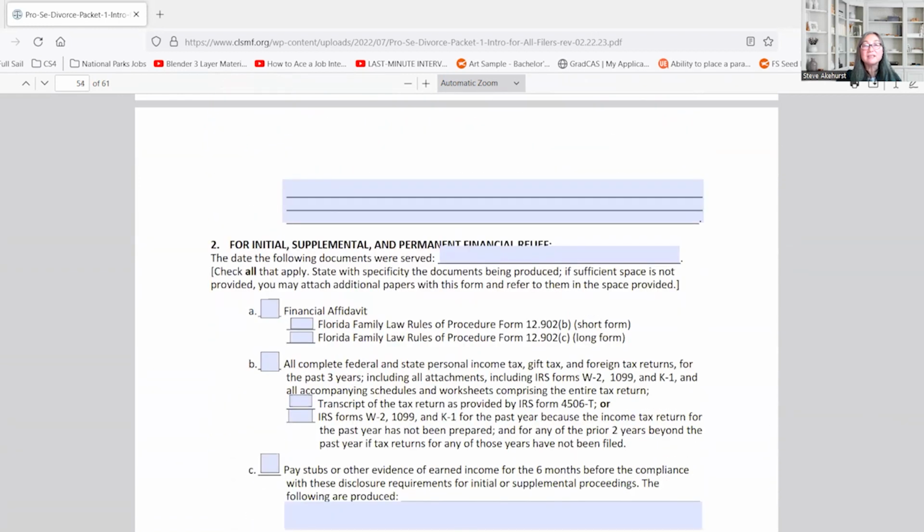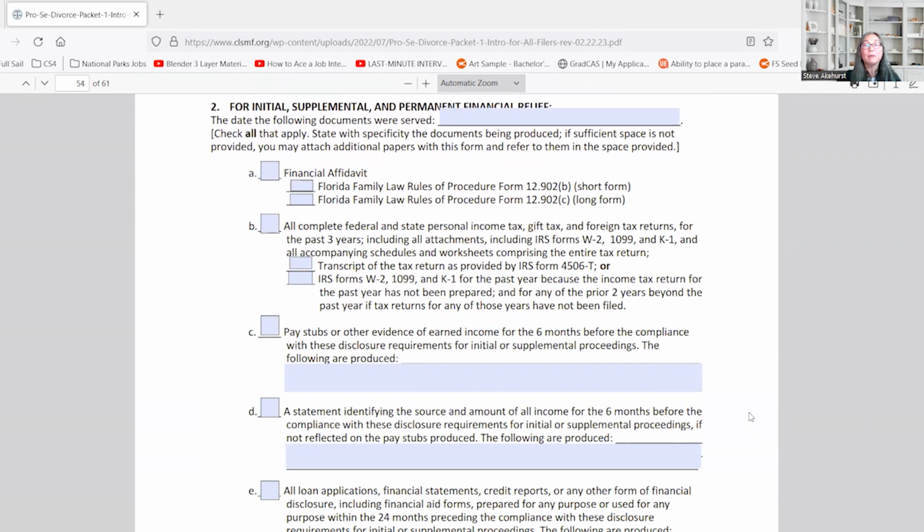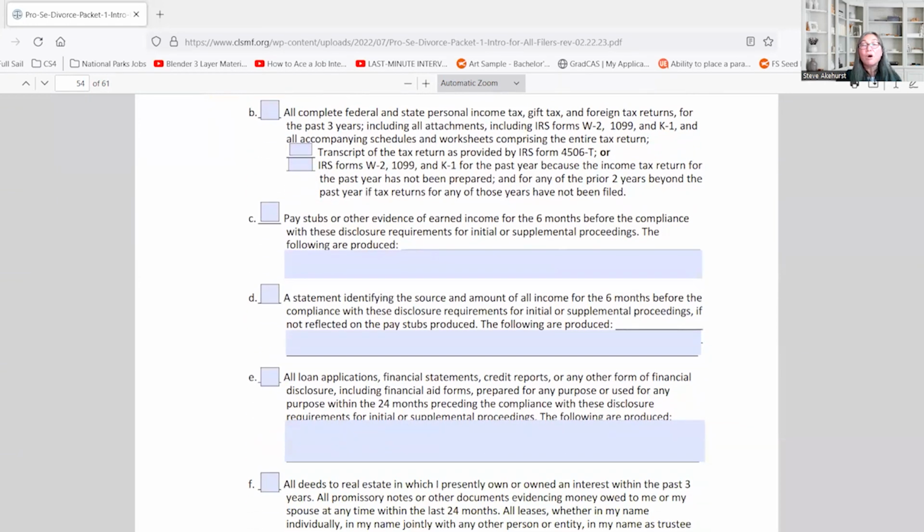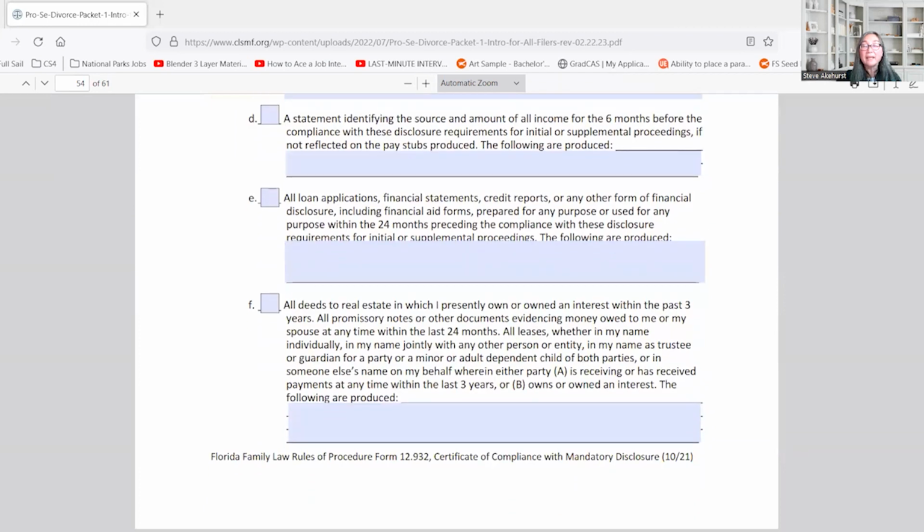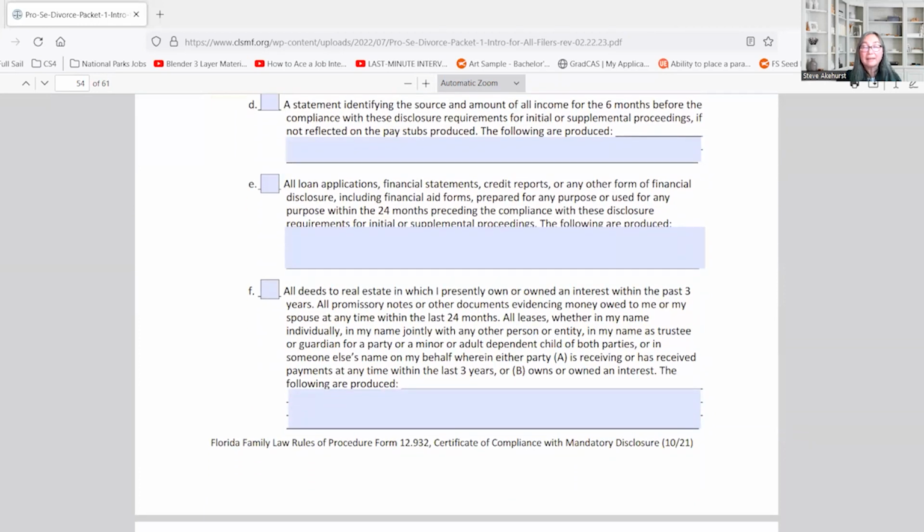So the next section is for initial, supplemental, and permanent. So when you're filing your divorce and you're saying, I want him to pay me child support for the first time or alimony for the first time, this is the section you're going to fill out. And again, same thing, you're going to fill out the affidavit and short form. All these other forms, like, again, 1099, pay stub, source of income for 6 months, financial statements, all those forms may be required, but not at this time.